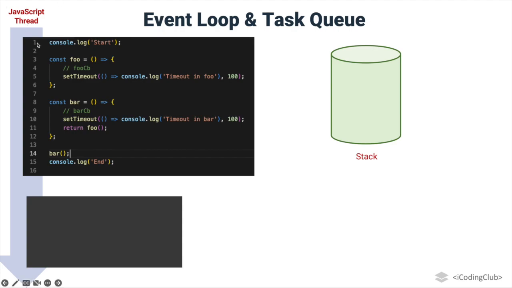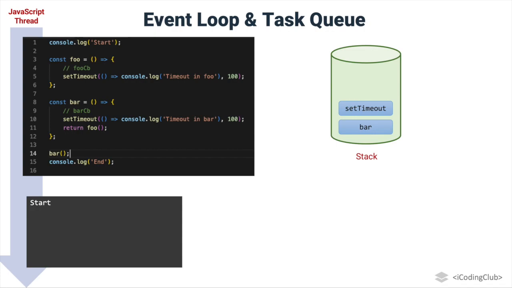So let's see how it works. Again, we will start from line number 1. We'll go to the console.log. It will print start, same as so far, and then it will reach line number 14, put bar in the stack, same as last time, and inside of bar on line number 10 it encounters the set timeout. Now set timeout is another function, so it will call the set timeout.